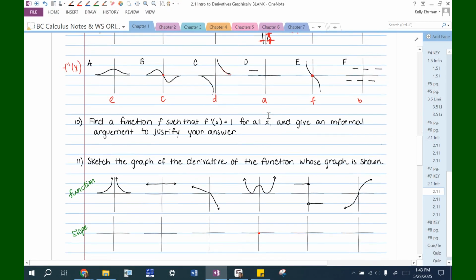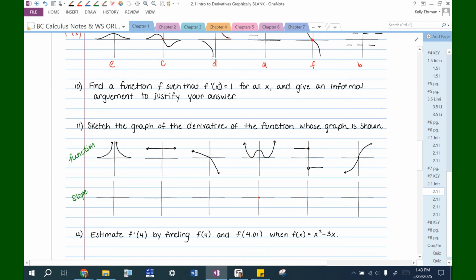All right, find a function f such that f prime equals 1 for all x and give an informal argument to justify your answer. So the slope has to be 1 for all x. I would just do a linear function. So f of x could just equal x.